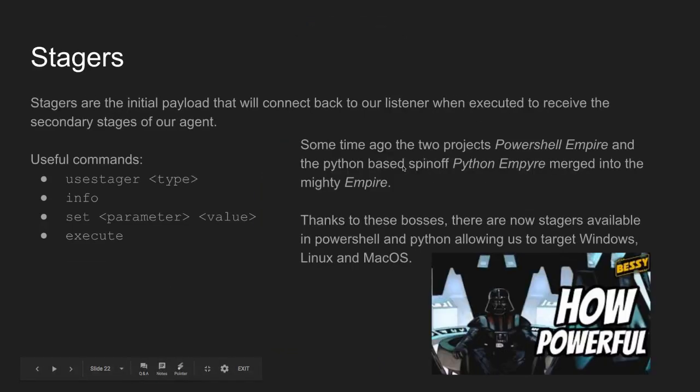Stages are the initial payload. By the way, this is all post-exploitation stuff, so everything that I'm talking about today is assuming that you've managed to get some level of compromise on a computer. You're either able to execute code or run commands. You've either got code execution or command execution. So a stager is basically your initial payload. If you have code execution or command execution, you generate your Empire payload.